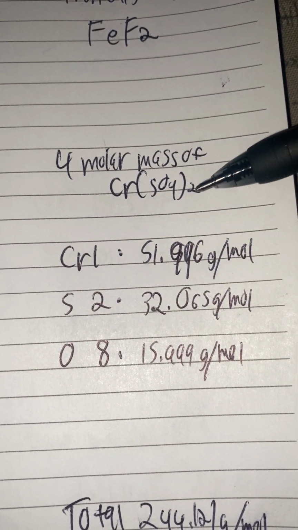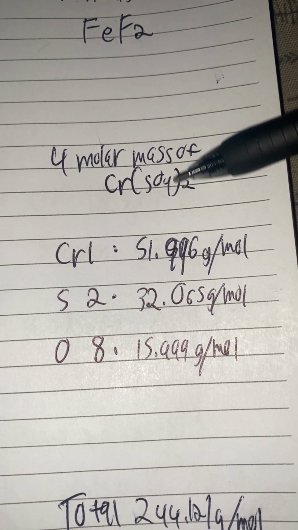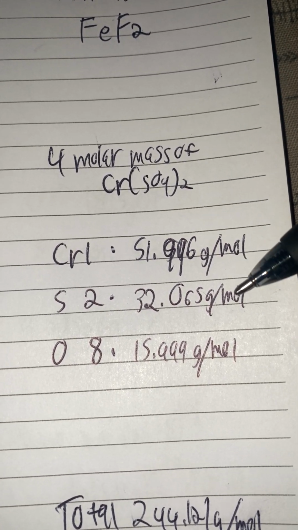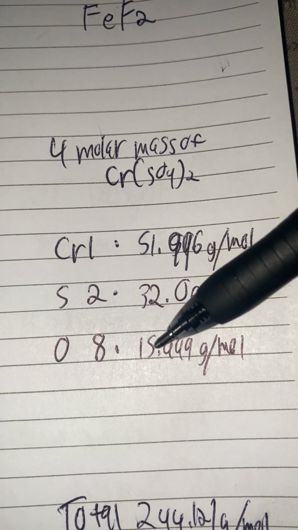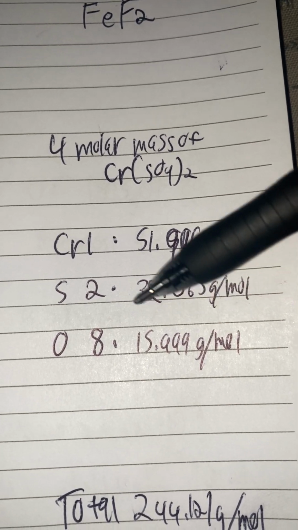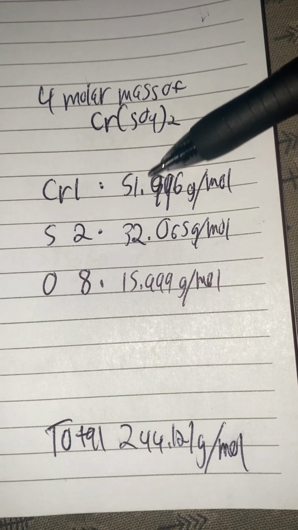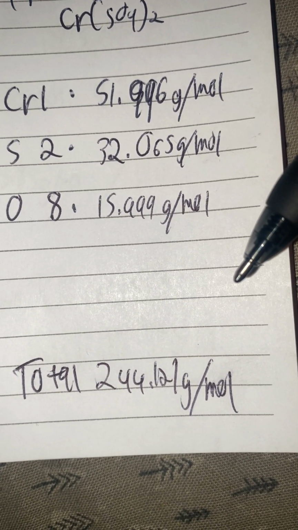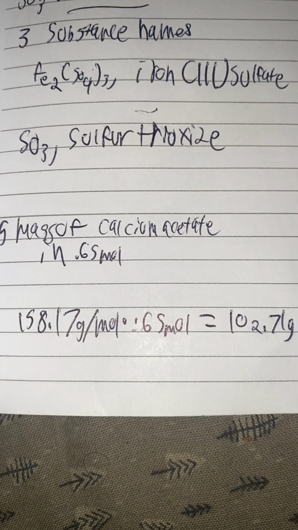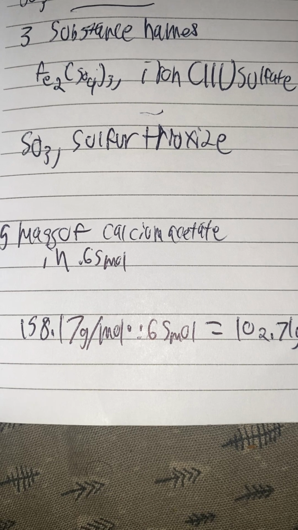We have 8 oxygen because 2 times 4 is 8, so there would be 8 little oxygen atoms right there. And that would be 15.999 times 8. And in total, the total molar mass of CrSO4 would be 244.121 grams per mole.